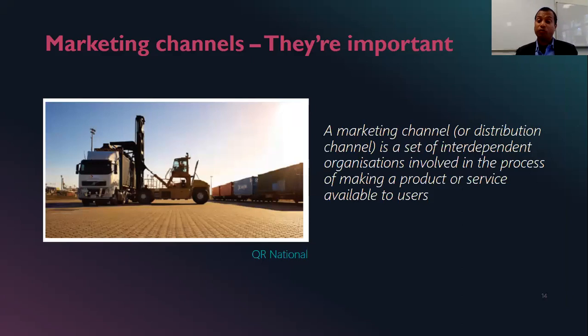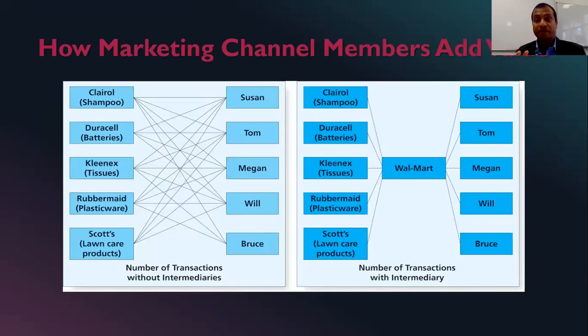They are very, very important. Why am I saying that? The marketing channel, also known as the distribution channel, is a set of interdependent organizational activities involved in the process of making a product or service available to the users. So channels are important because they allow you to make your product or service available to the end consumer. We will discuss the different marketing channels. This is a very basic understanding. It shows why the role of the channel is very important, and how you can improve the efficiency of the channel. So, how do marketing channel members add value?